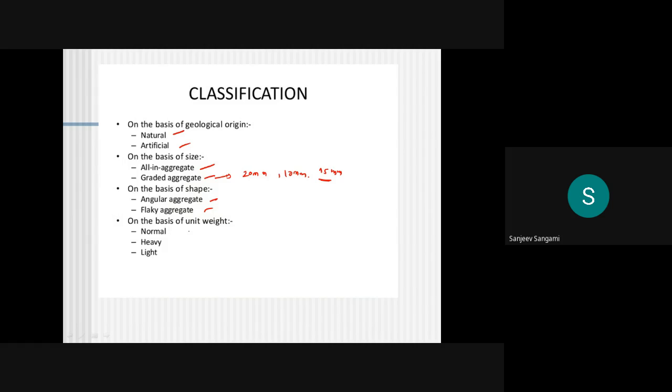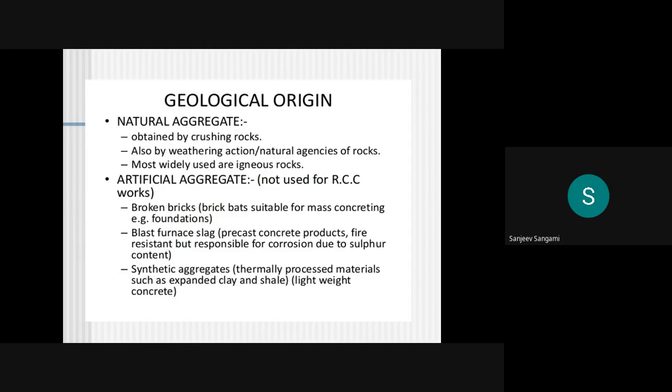Then angular and flaky. Then on the basis of unit weight, there are normal, heavy, and light aggregates, based on the specific gravity, unit weight, or density. Based on that, we classify normal, heavy, and light. When it comes to natural aggregates, they are obtained by crushing of the rocks, with the help of weathering action as well as natural agencies. The most widely used are igneous rocks.